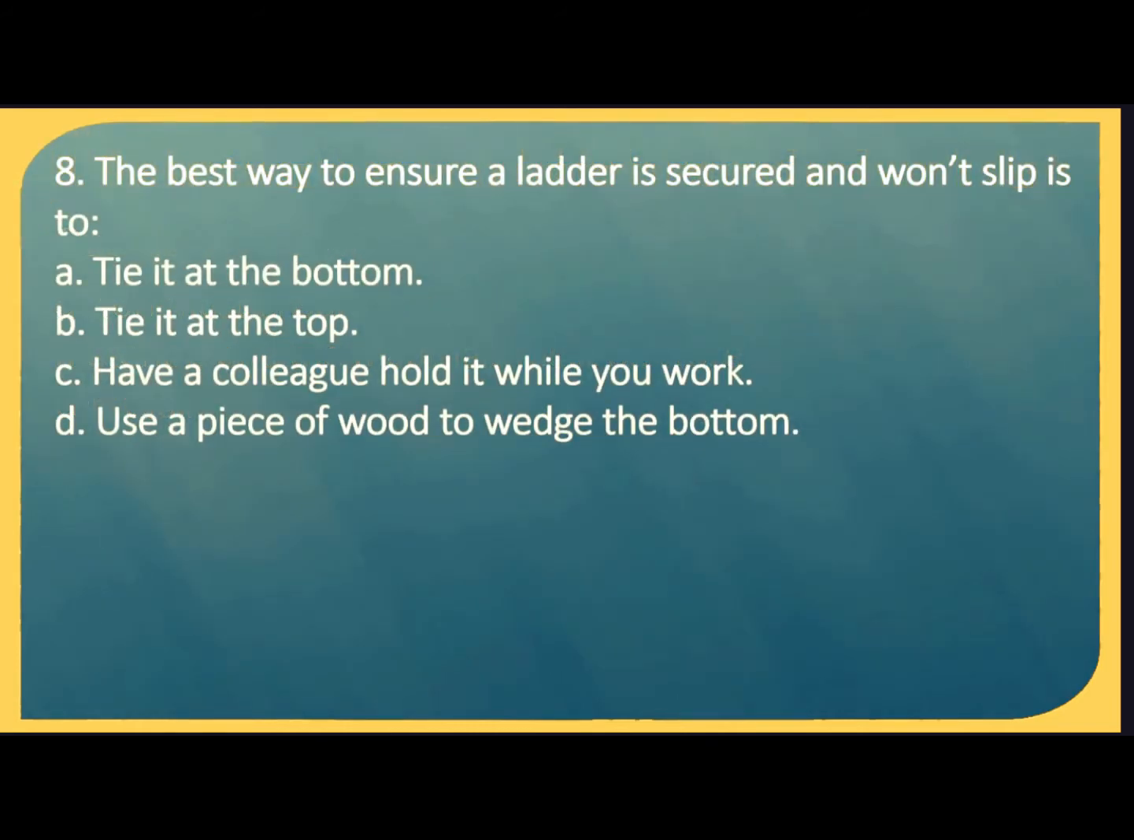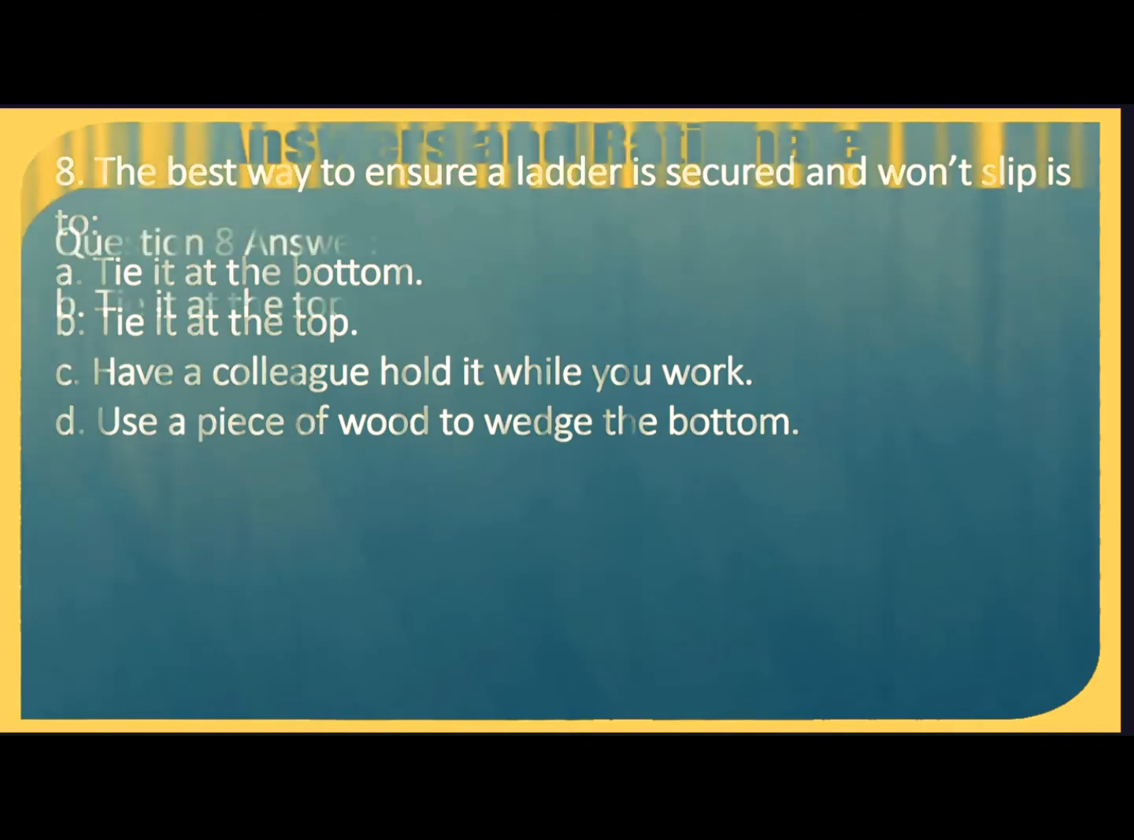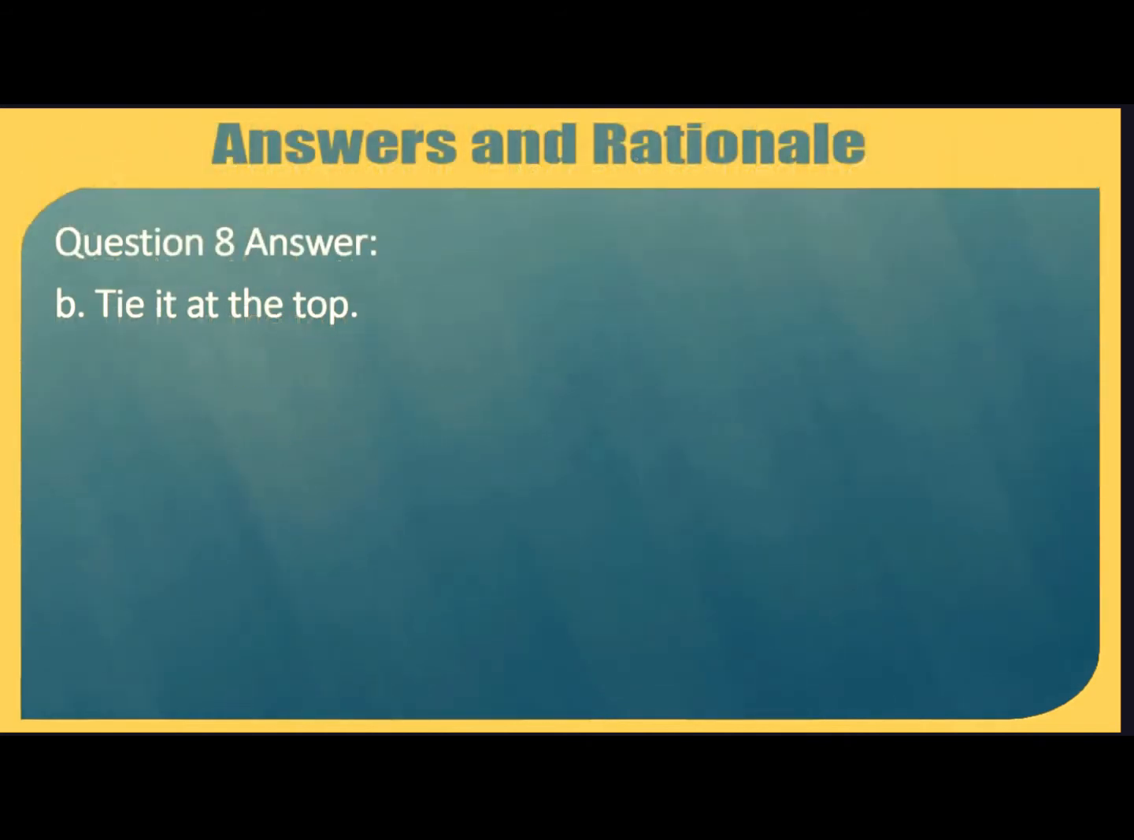Question 8. The best way to ensure a ladder is secured and won't slip is to A. Tie it at the bottom. B. Tie it at the top. C. Have a colleague hold it while you work. D. Use a piece of wood to wedge the bottom. Question 8. Answer: B. Tie it at the top.